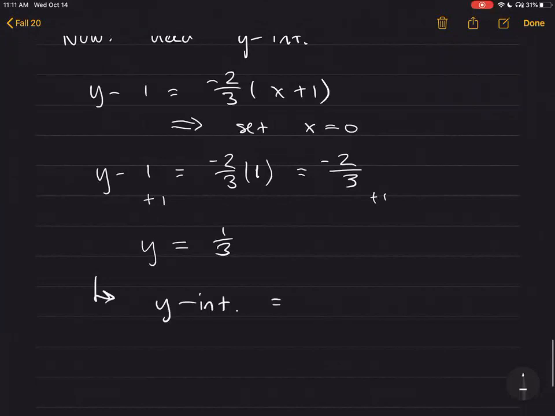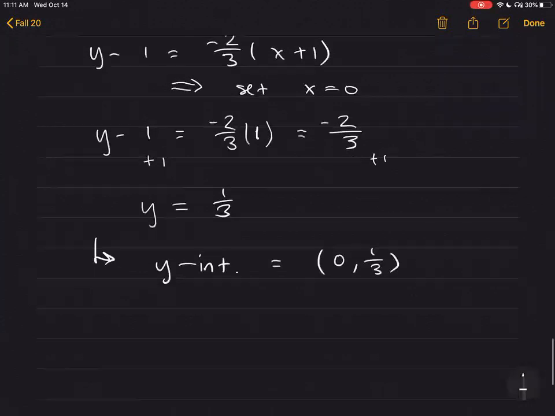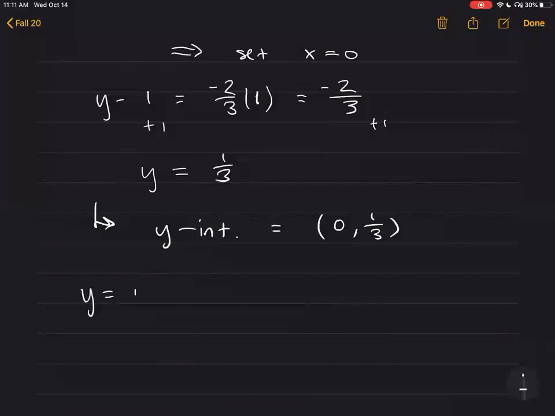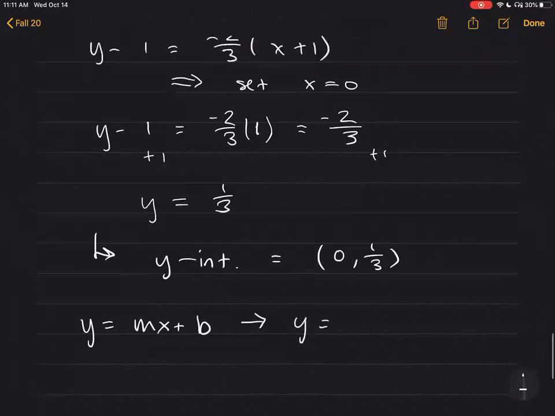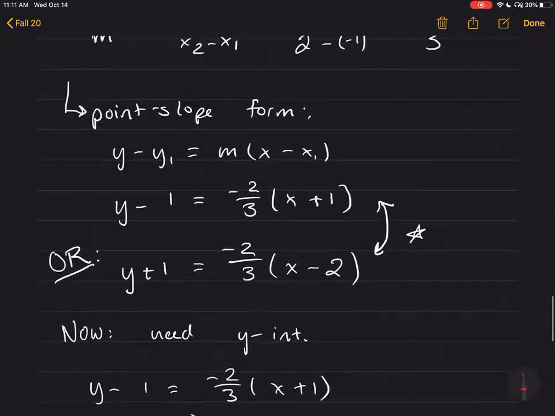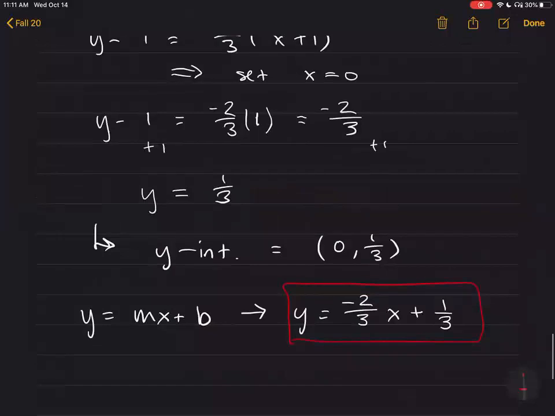So our y-intercept is (0, 1/3). If we write this in slope-intercept form, we get y equals, our slope again was negative 2/3 from above, x plus now our b is the y-intercept, and that's going to be 1/3. Cool. So our two answers for this question are our slope-intercept form and either one of these point-slope forms. That's how we deal with lines. Keep working on the homework, and I hope to see you in office hours.